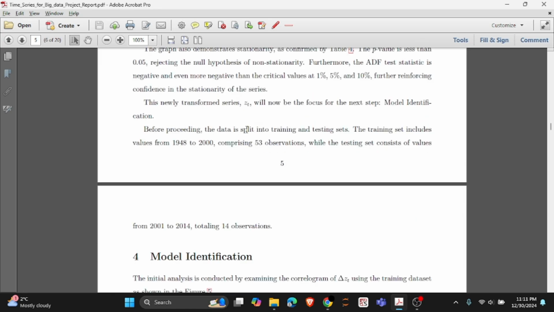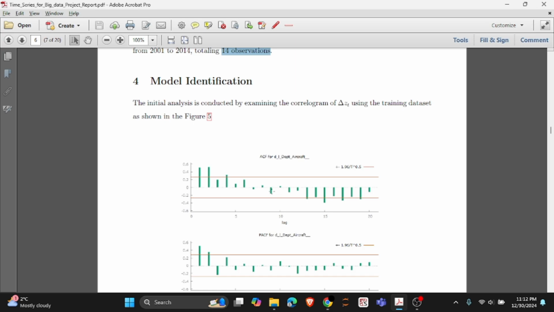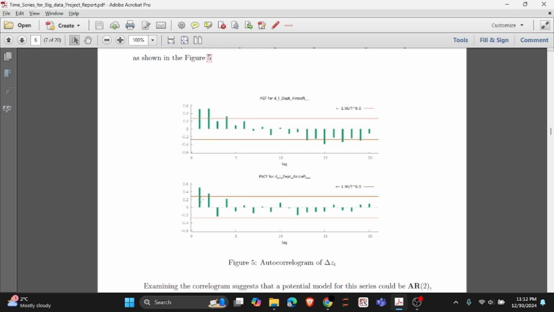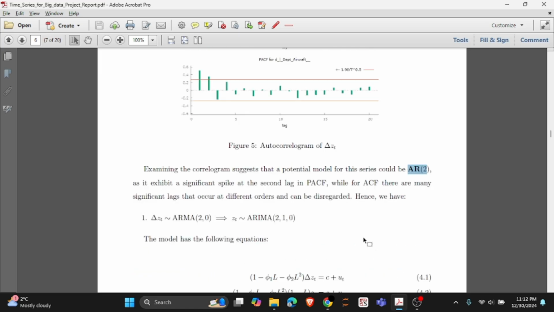For the next step, we split our dataset. Our original dataset was from 1948 till 2014. We take 1948 till 2000, with 53 observations, for the training set, while the test set consists of 2001 till 2014, with 14 observations. For the training set, we applied the correlogram and checked the results. We see that the second lag is outside the significance level of 0.05, so we concluded that the process is AR of order 2.